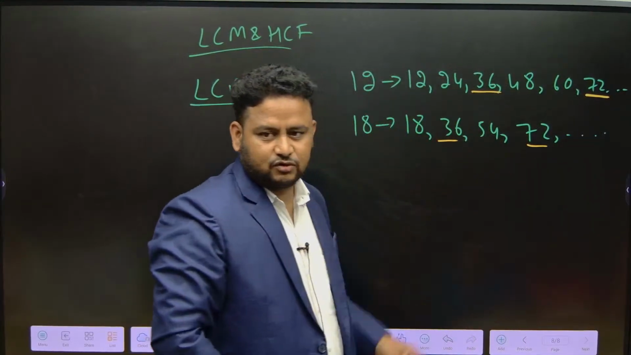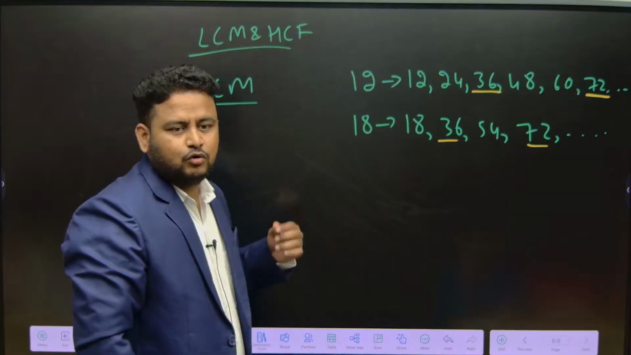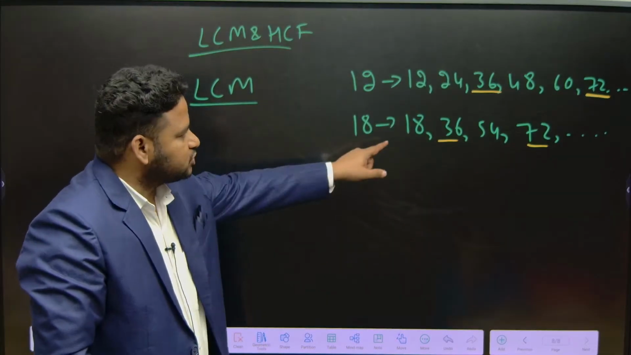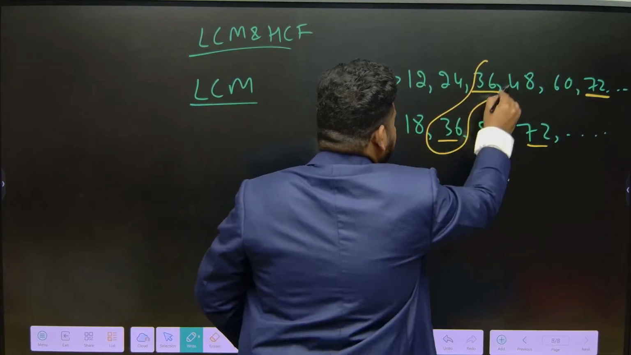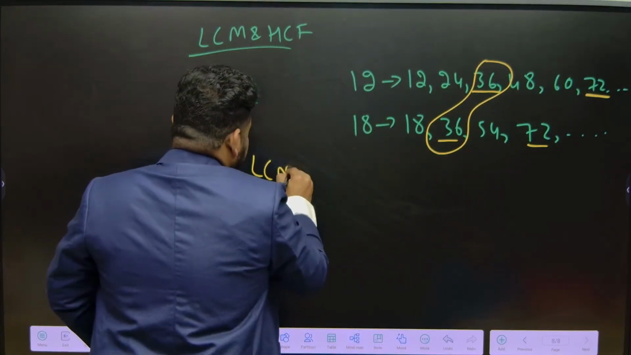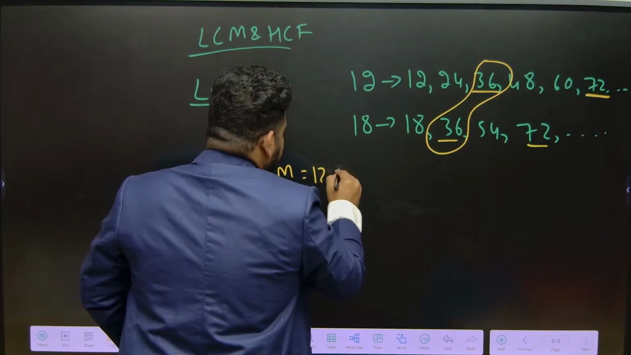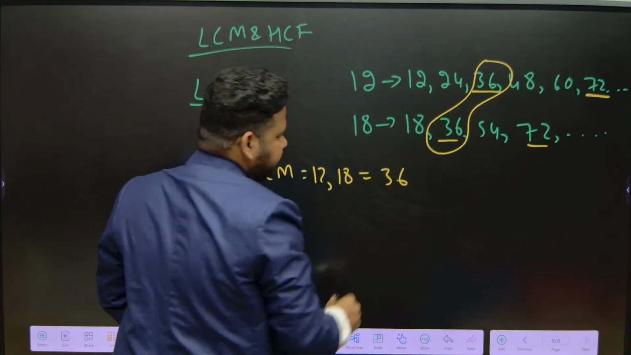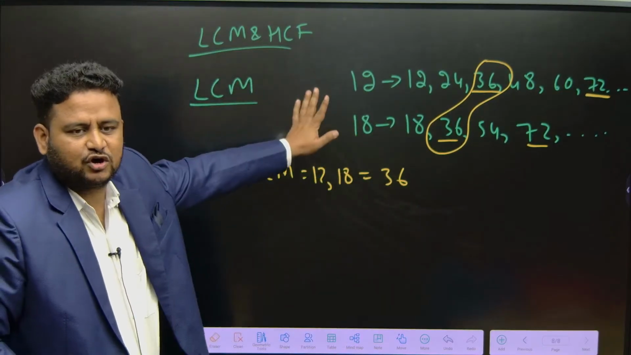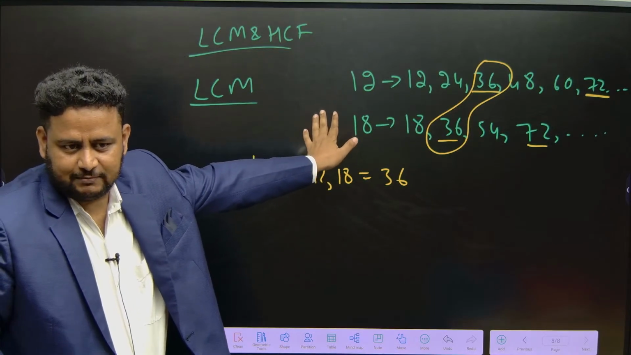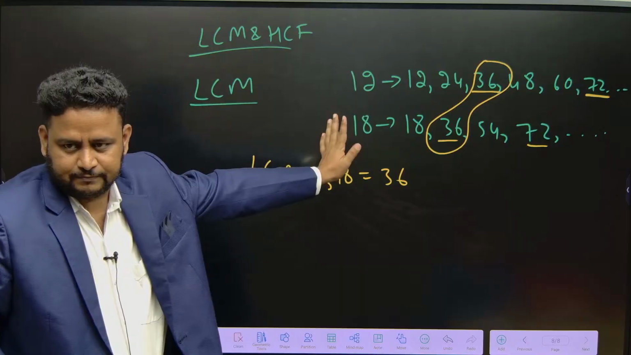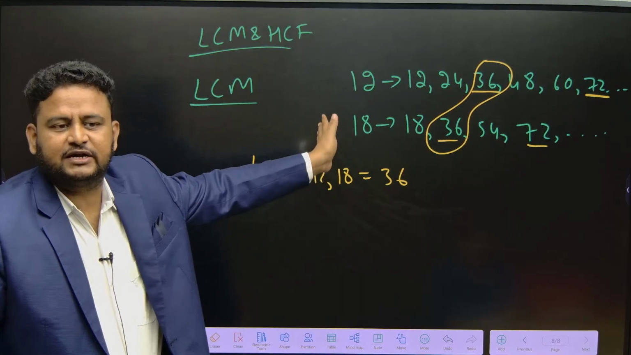Here also 72. But they are telling least or lowest common multiple. The lowest common multiple is 36. So the LCM of 12 and 18 is 36. So this is the meaning of lowest common multiple. But should we solve it like this? No, definitely not. You don't have this much time to write all these tables. I just wrote it for you to understand what LCM is.